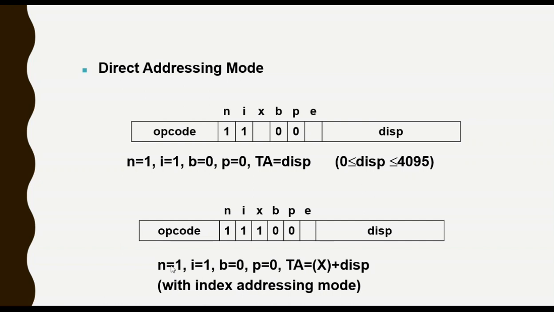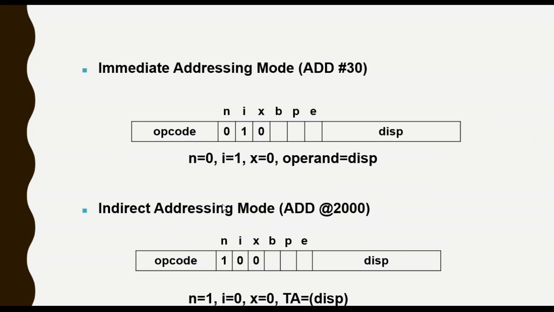Then this is the index addressing mode. So N is equal to 1, I is equal to 1, B is equal to 0, P is equal to 0. So index registers are used. So the target address is the content of X plus displacement. Then immediate: the hash tells immediate, so I will be 1, N and X will be 0. So the target address is nothing but the operand.